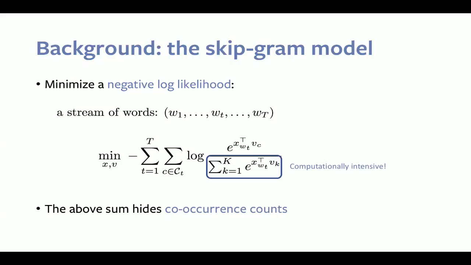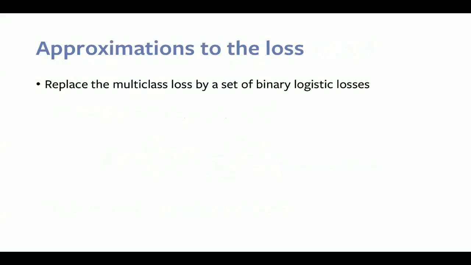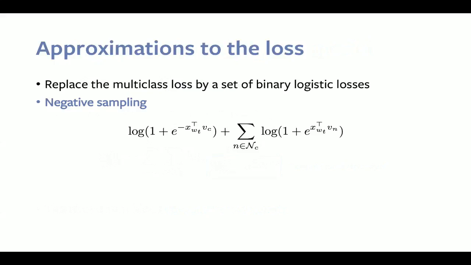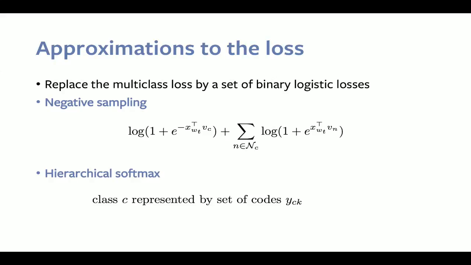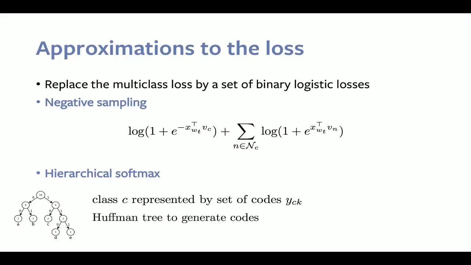The main bottleneck of this kind of model is the denominator of the softmax, which is very computationally intensive. So I'm just going to very quickly go over the two approximations. You usually replace the multi-class loss by a set of binary losses, either by doing negative sampling, where you have the positive word in the context and then you sample some random ones in the dictionary. Otherwise, you have the hierarchical softmax, where you represent every word as a set of codes. These codes are obtained by computing the Huffman tree.